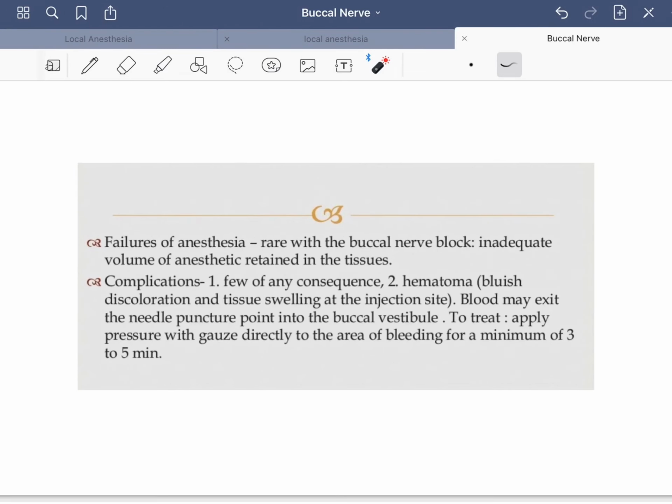Failure of anesthesia is rare with the buccal nerve and may be related to the volume of the anesthetic, which may be inadequate. The complications: few of any consequence. Hematoma, which is a bluish discoloration and tissue swelling at the injection site.